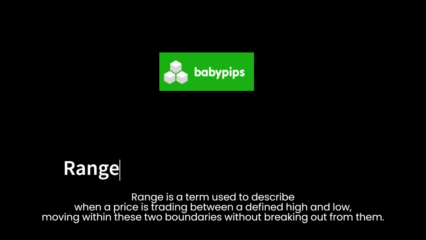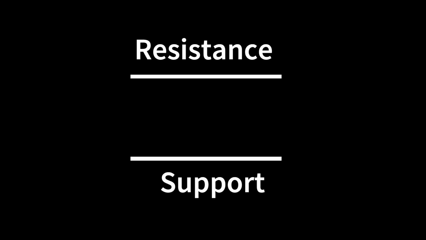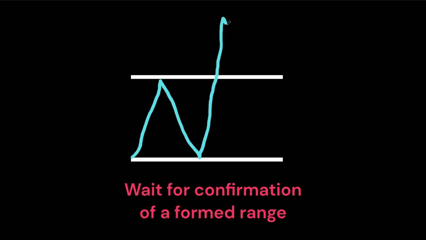Now, Baby Pip's definition of a range is a term used to describe when a price is trading between a defined high and a low, moving within these two boundaries without breaking. So a lot of people will call these two lines, imaginary or drawn on your chart, your support and your resistance. Now, you don't know when these ranges will be a range. Just because it bounced one time or it bounces off the high one time, it doesn't mean you're in a trading range. You have to wait for confirmation.